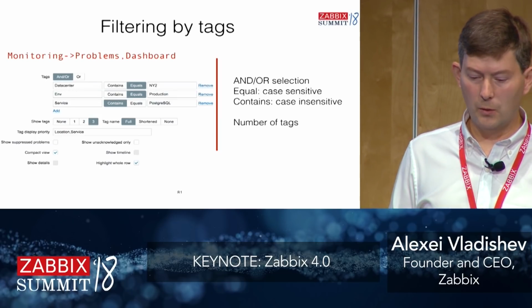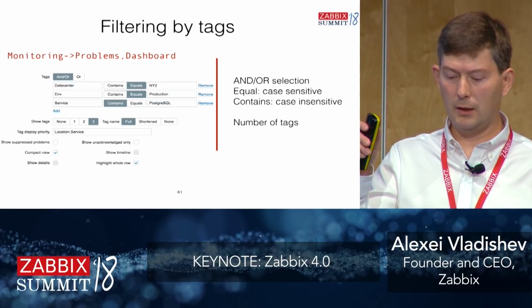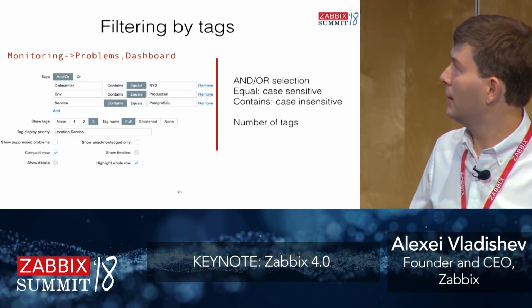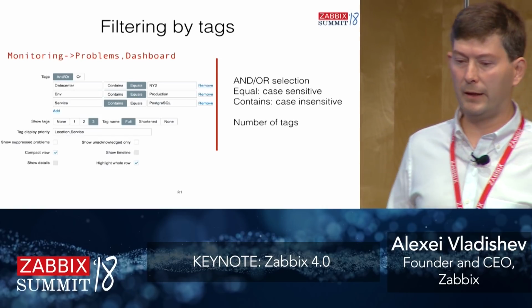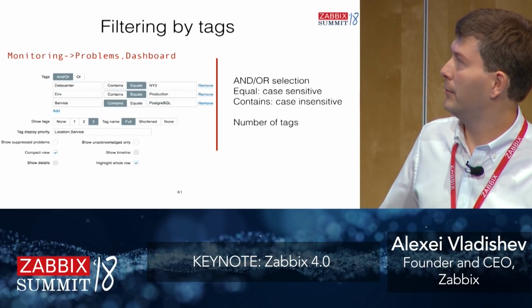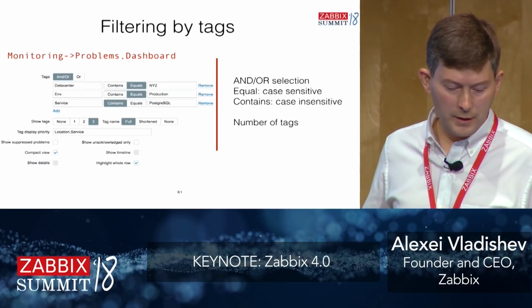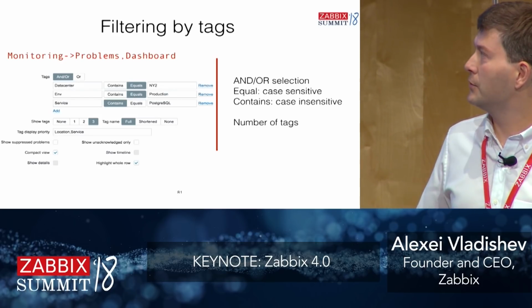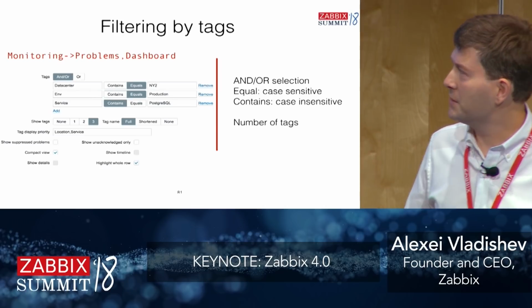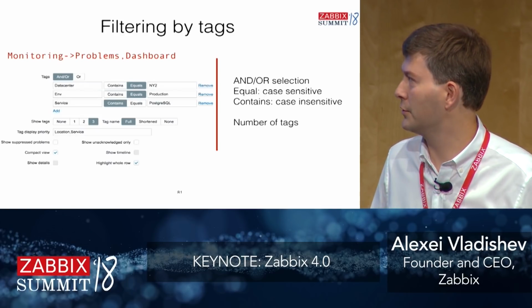Filtering by tags. So we introduced filtering by tags. If you go to monitoring problems, or you use a problem widget in dashboard, you may see that filtering options are kind of super flexible, especially the filtering by tags. So you may specify a number of tags, you may specify what condition should be used, and or or. You may see how many tags should be displayed: none, 1, 2, 3, tag names full, shortened, or none. And also you may specify tag display priority. Sometimes you want to see some of the tags first, the most important tags first.